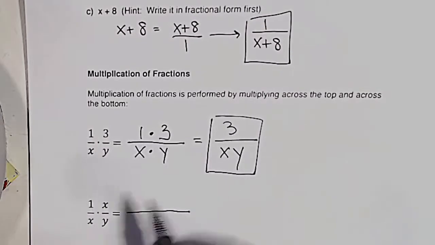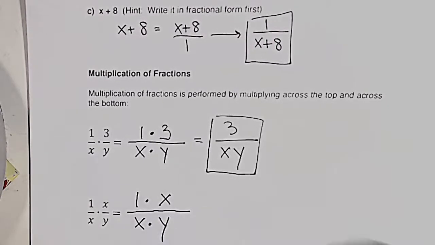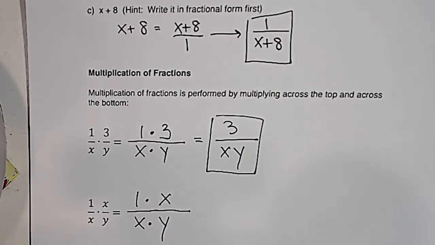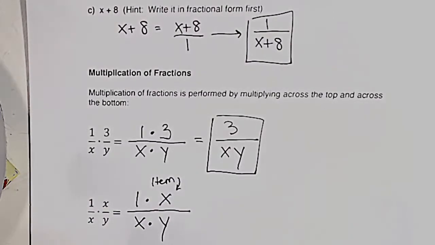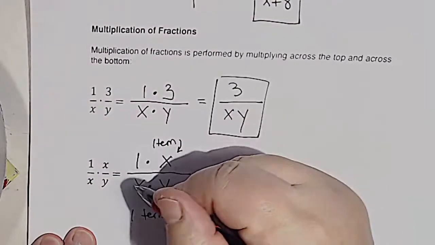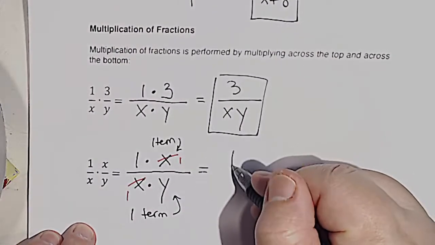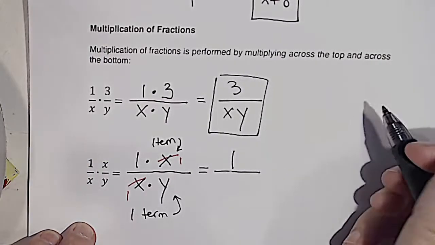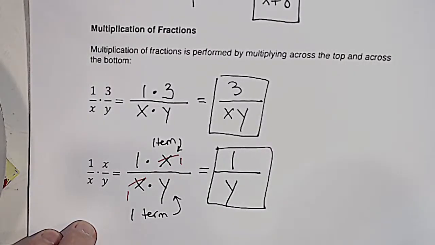Okay, multiply across 1 times x. Multiply across the bottoms, x times y. And then we stop and we go, wait, this is something that can reduce. Now we check. There's one term on top, one term on the bottom. As long as there's only one term, you can cancel things. I'm going to cancel these factors. And then what are we left with up on top? 1 times 1 is 1. On the bottom, 1 times y is y. So far, so good? Okay, so that's multiplication.